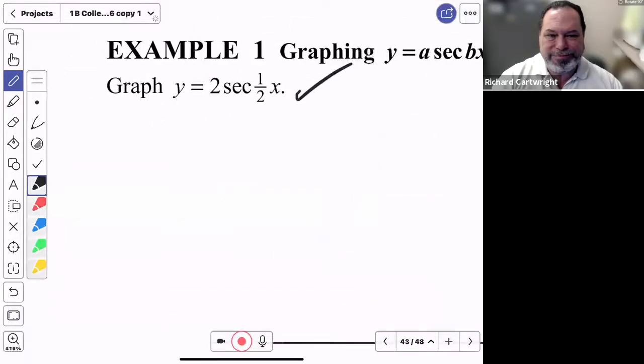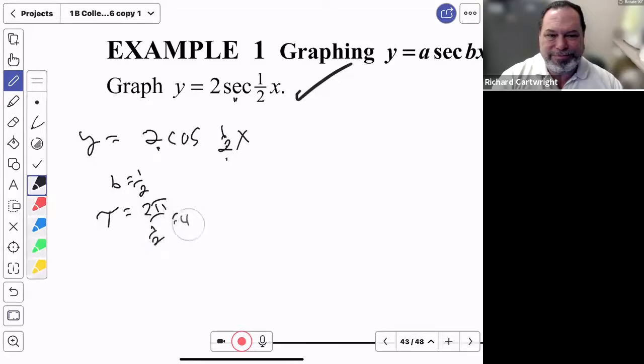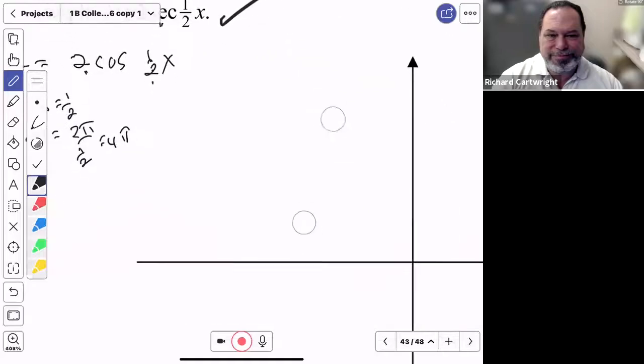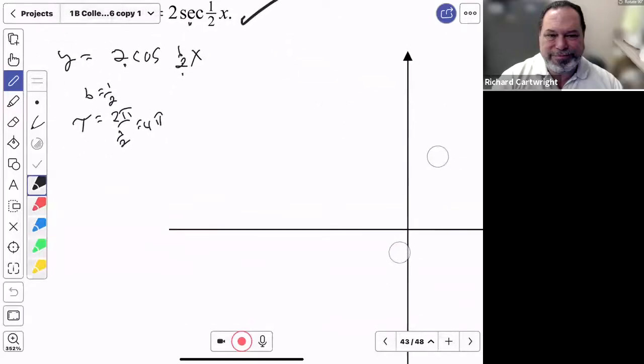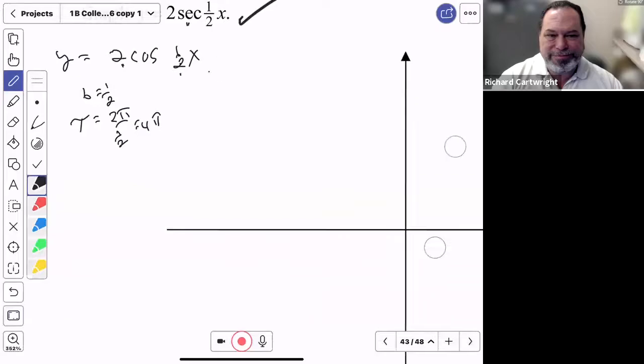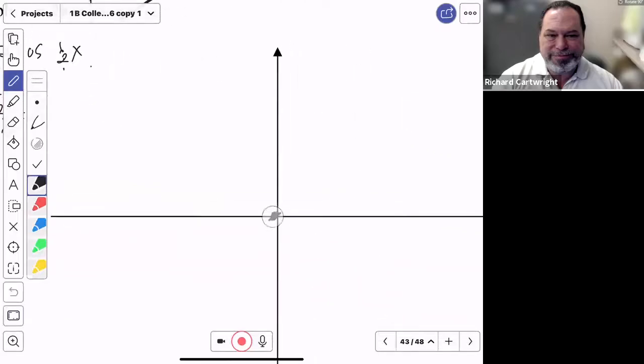So I'm going to do a secant graph. So that means I'm thinking cosine. I'm thinking y is 2 cosine of a half x. So it doesn't shift up or down. The amplitude changed to 2, and the b is a half, meaning my period of that cosine curve is 2 pi over 1/2, which means 4 pi. So I'm going to graph on here a cosine graph. It's not shifted left or right. So it starts here and it'll end in a distance of 4 pi.